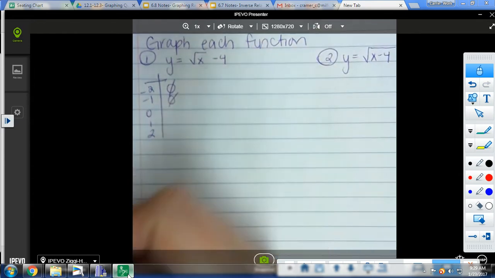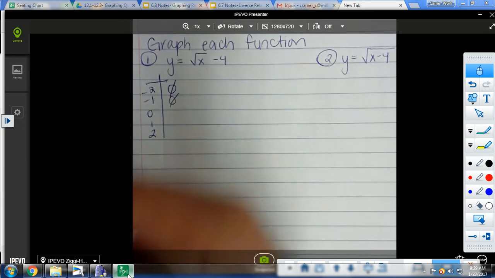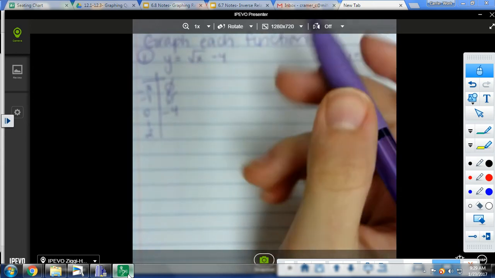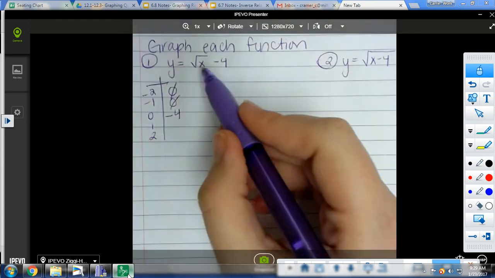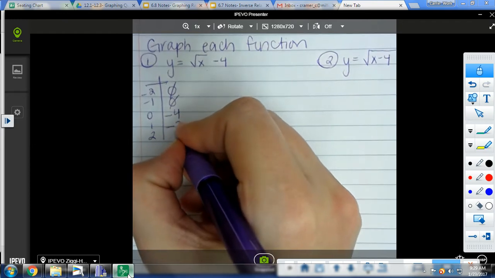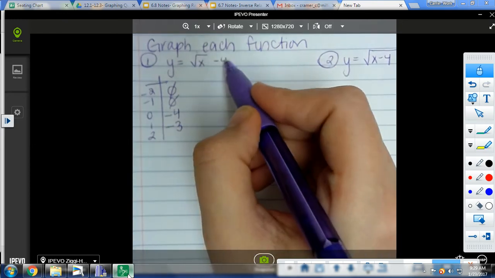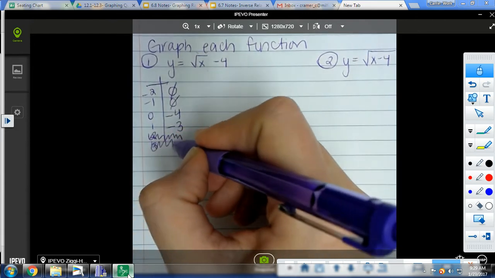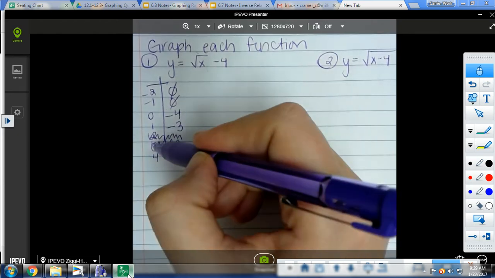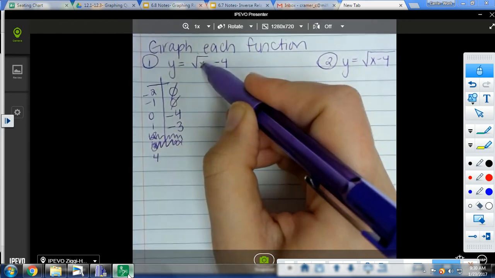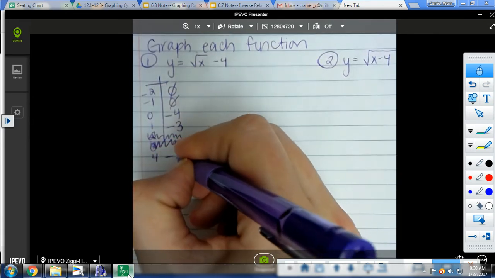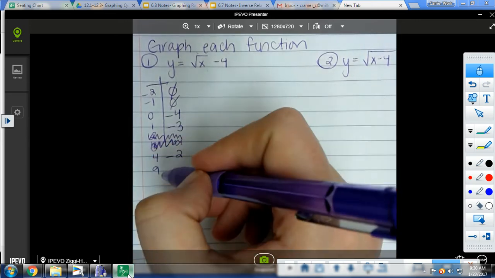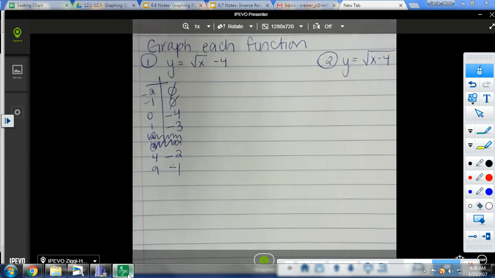And -1 here will not have an output. But 0 will. Square root of 0 is 0, minus 4 would be -4. The square root of 1 would be 1, minus 4 would be -3. The square root of 2 minus 4 is going to be a decimal answer, so that's not really a good input. 3 will not be a good input either, but we know the next perfect square will be 4. So we have square root of 4 is 2, minus 4 would be -2. And then if we put in 9, we know that's also going to give us a perfect square. Square root of 9 is 3, minus 4 would be -1.